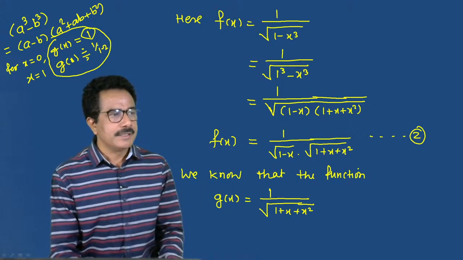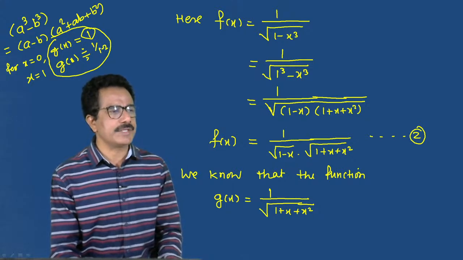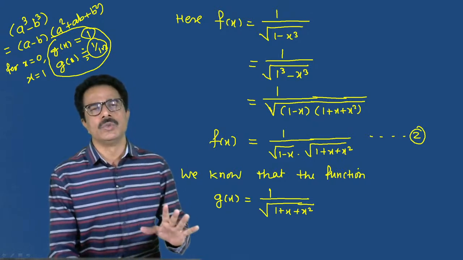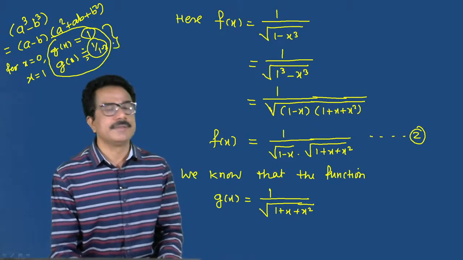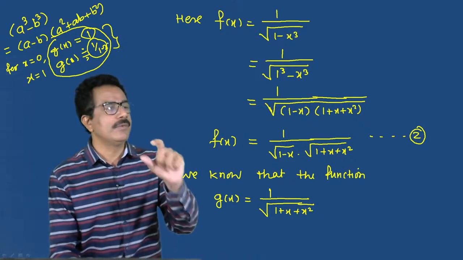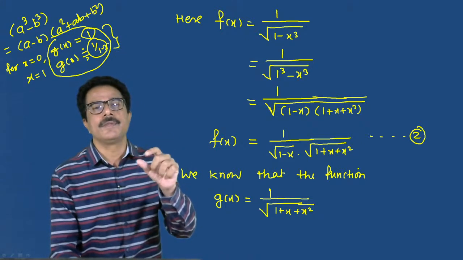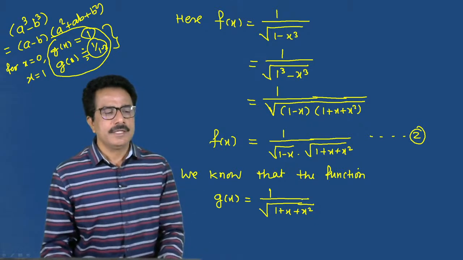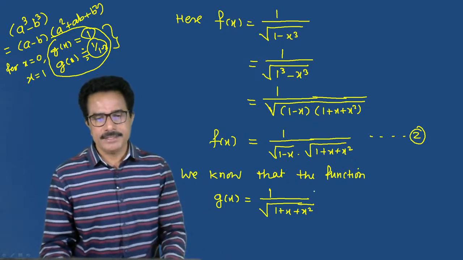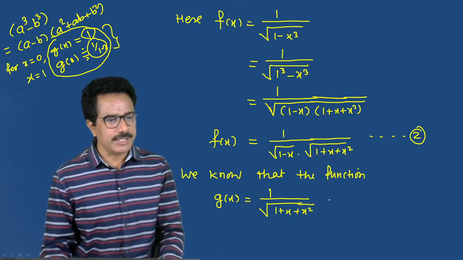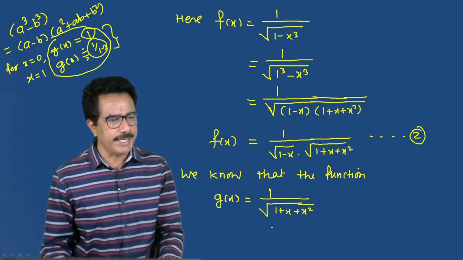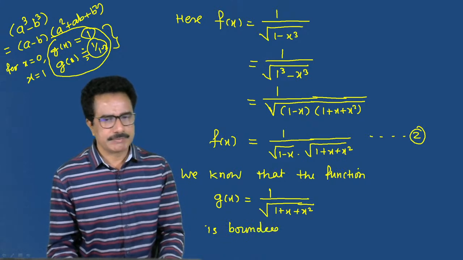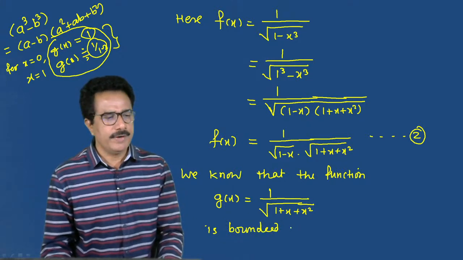Then for x equals 0, g of x is 1. For x equals 1, g of x is 1 upon 1.02. Means it is bounded. g of x is in between 1 and 0 point something. So we get that the function g of x is a bounded function.